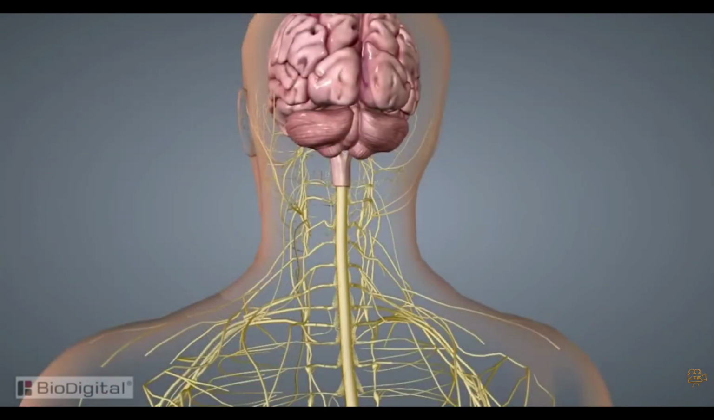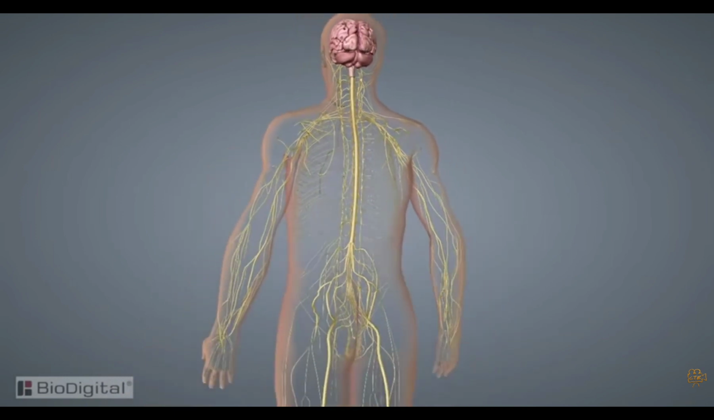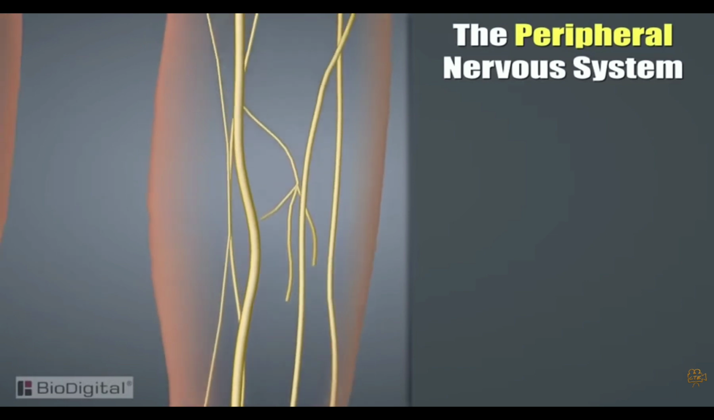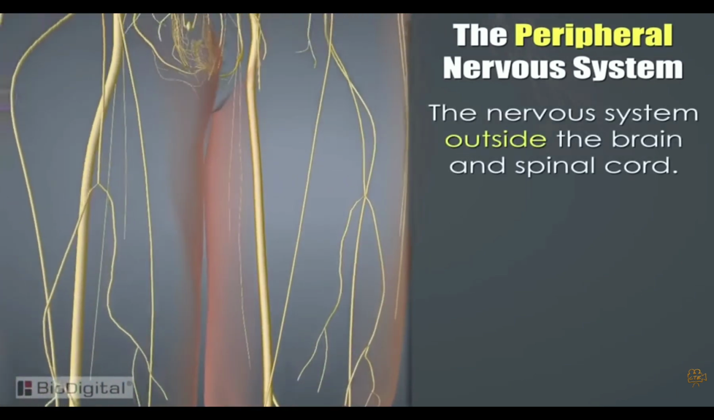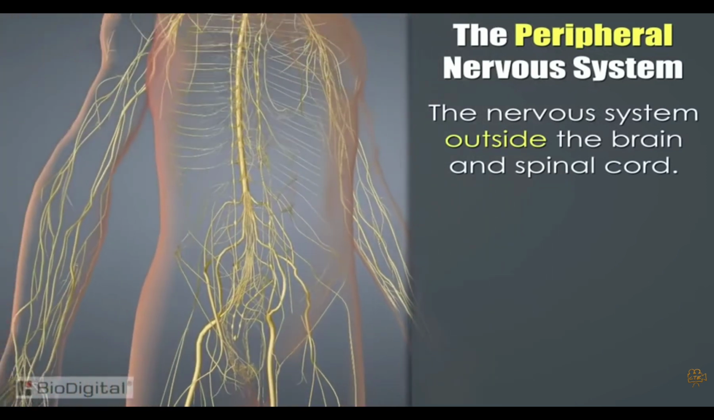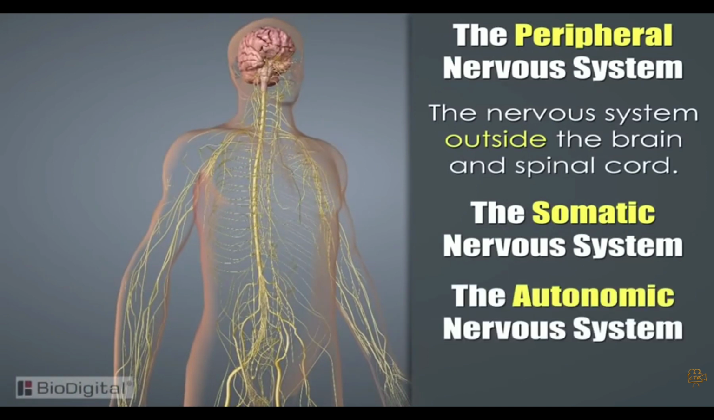Now that we know the brain and spinal cord primarily make up the central nervous system, let's look at the peripheral nervous system. The peripheral nervous system is essentially the nervous system outside of the brain and spinal cord. The peripheral nervous system is then subdivided into 2 smaller systems called the somatic nervous system and the autonomic nervous system.